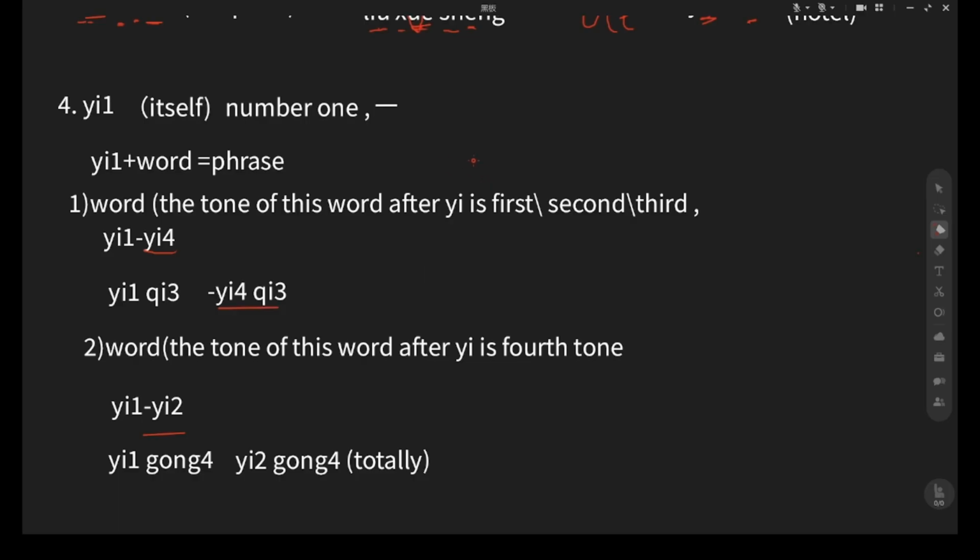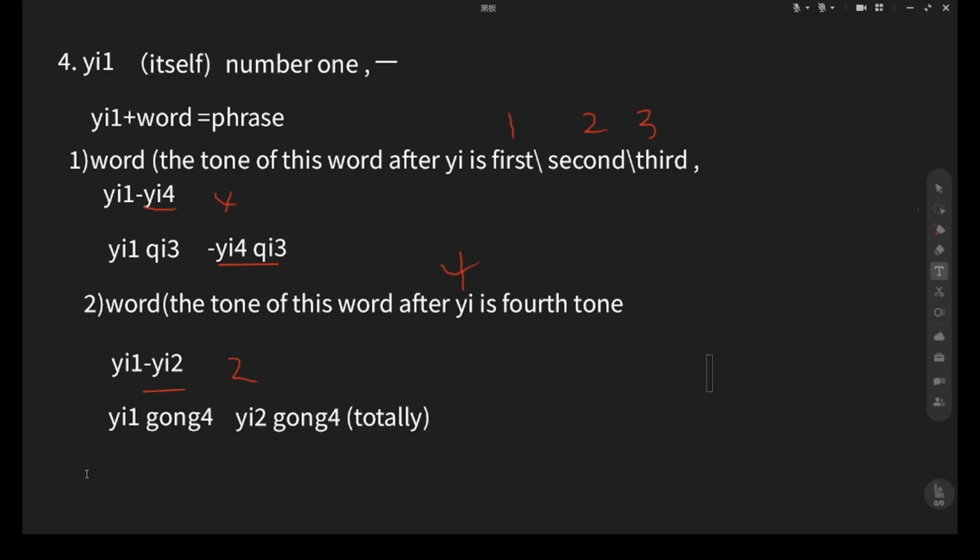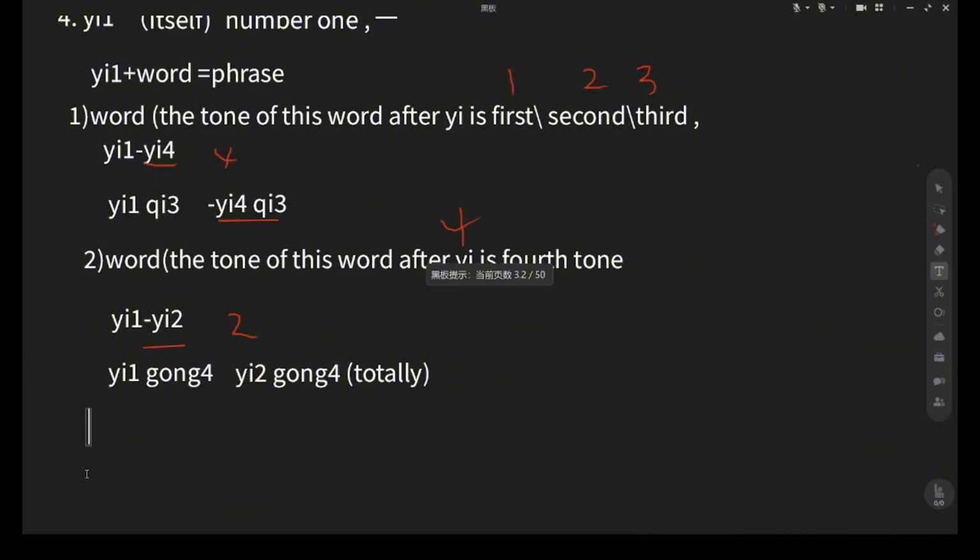When the tone is 1, 2, 3, then this E changes to 4. I try to remember in this way, okay? When this word is 4, then we change E to 2. I find this an easy way to remember. So this is an E. So let's see some phrases. You see?